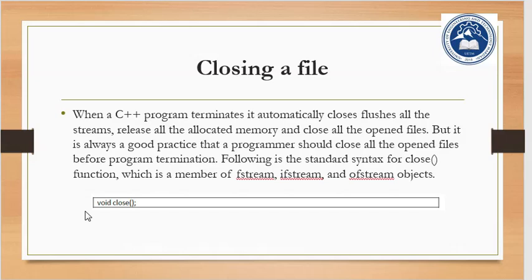Now you can simply close the program by using the void close. When a C++ program terminates, it automatically closes and flushes all the streams, releases all the allocated memory and closes all the open files. But it is always good practice that a programmer should close all the open files before program termination. Following is the standard syntax for the close function, which is a member of fstream. So these are all functions: open, write and close. These are all functions already defined in fstream, ifstream and ofstream. You have to just call them.